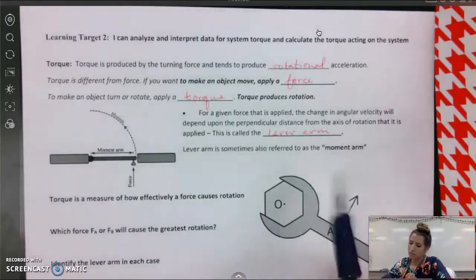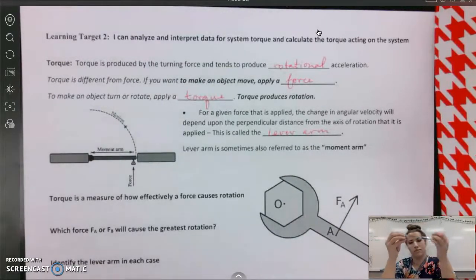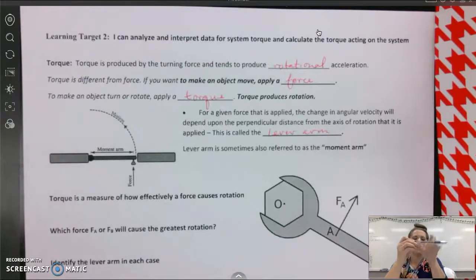Okay? Lever arm. Back to the pen, our lever arm, or our moment arm, two terms used interchangeably, is the distance from the point of rotation, if this is where it's rotating around, to where I am applying the force. If I'm going to push on the very, very end of it, then that's the lever arm. Or if I'm going to push here, then that's the lever arm.